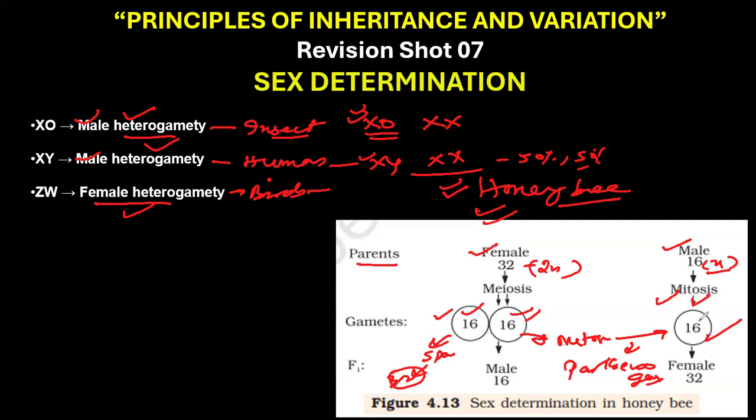And then this male, when it fertilizes a female, it will form 32 chromosomes in female. And this female may be a worker or it may be a queen. Remember this stuff. This is very important. So this is all about sex determination. Whatever has been mentioned, 2-3 pages are there in the textbook about sex determination. So this is a summary of that.